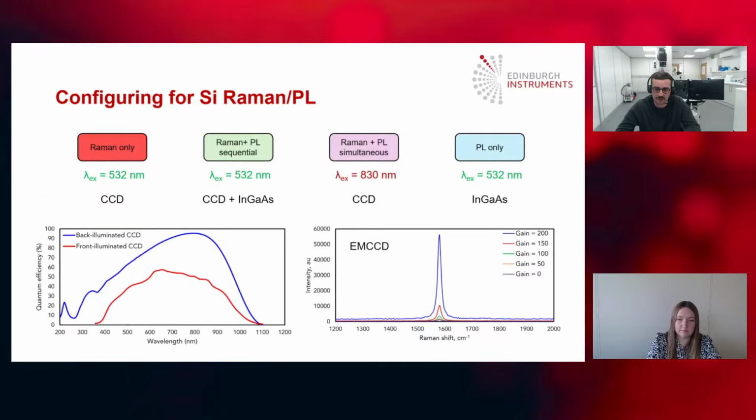If you wanted to do PL only, we'd recommend the same 532 laser with an InGaAs array. And then if you wanted to do Raman and the fully accurate PL emission data, then a system with the two detectors would be required for sequential imaging.